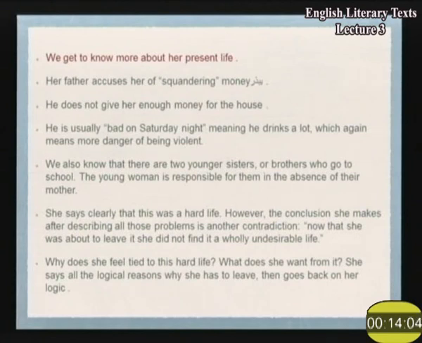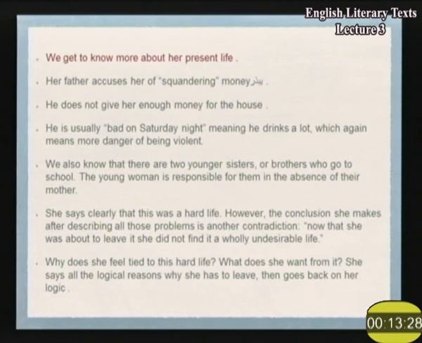We get to know more about her present life. Some of it are things that make her not want to continue this life. Her father accuses her of squandering money. To squander means يبذر. He does not give her enough money for the house, and instead of admitting that he does not give her enough money, he accuses her of squandering the money.